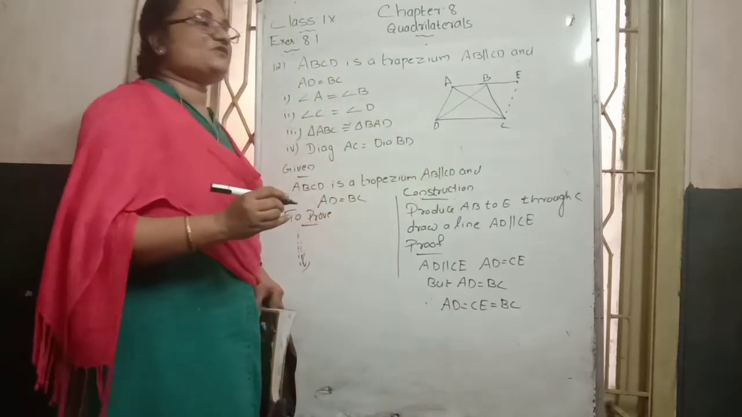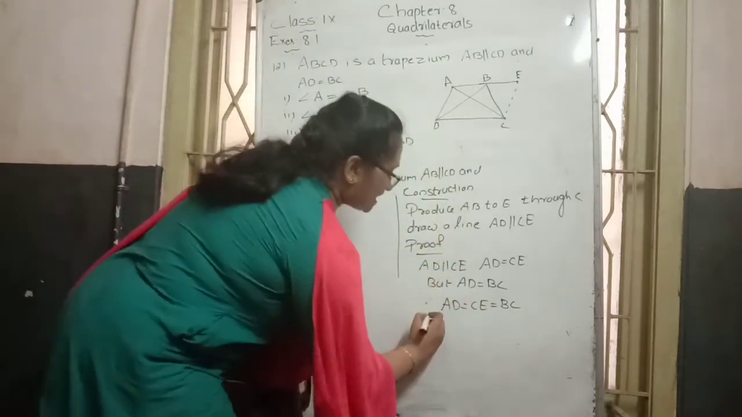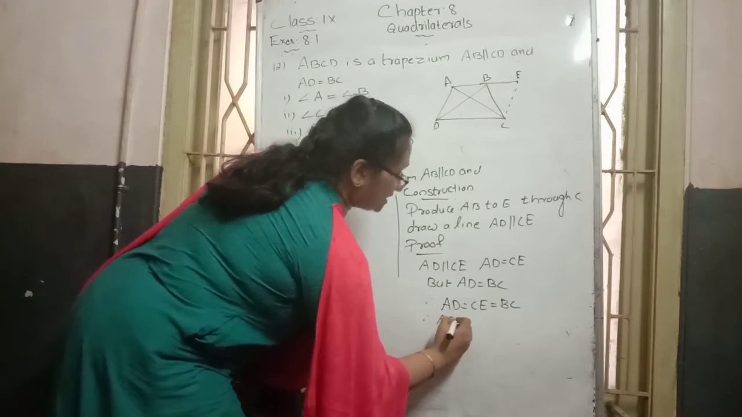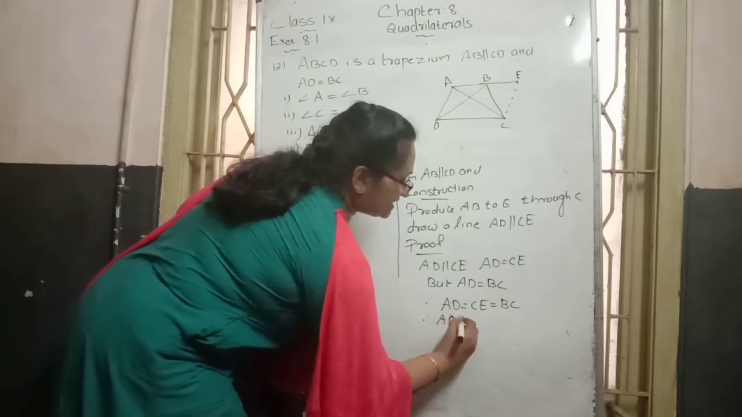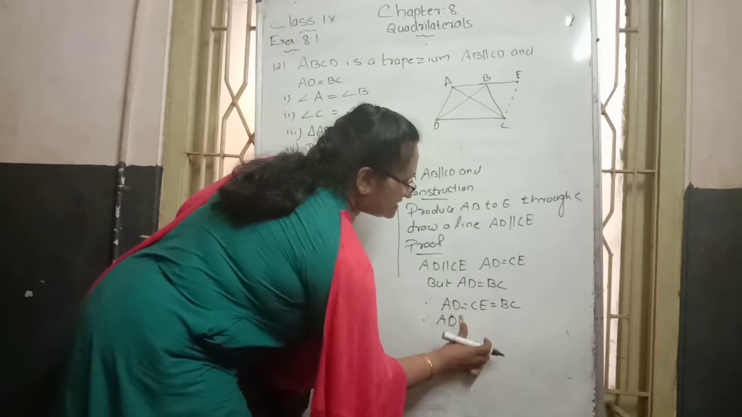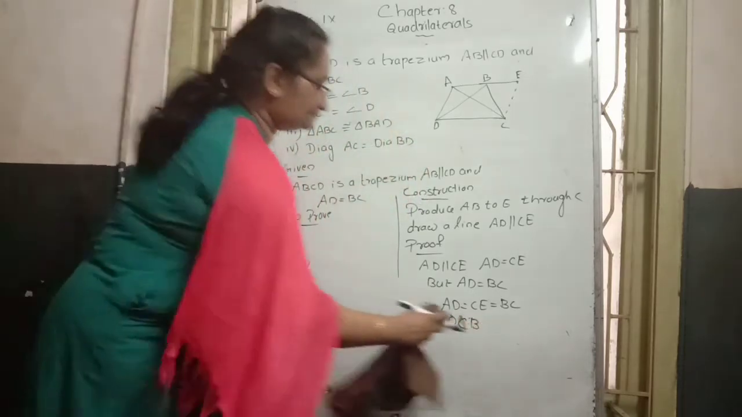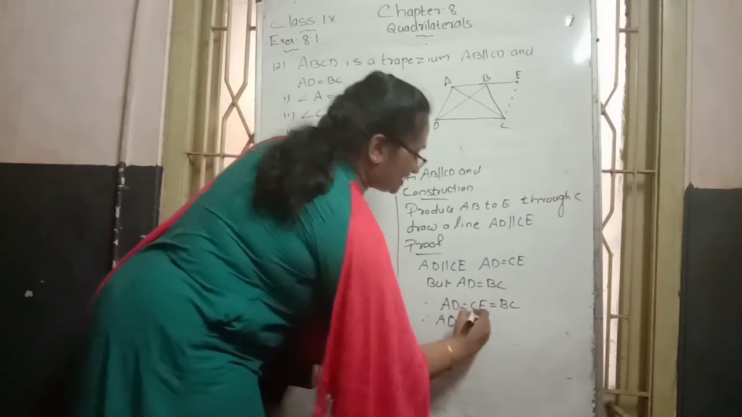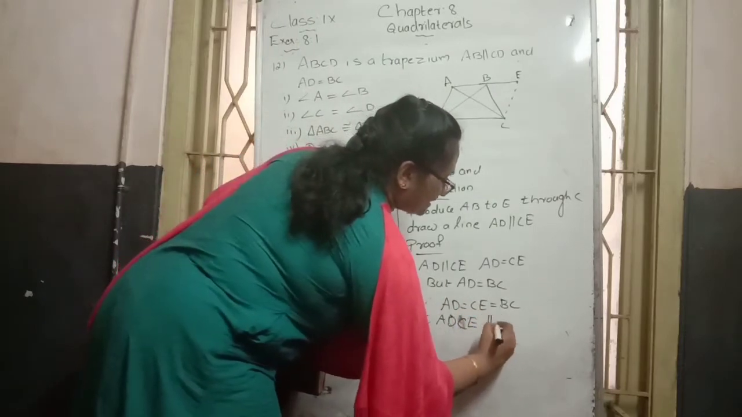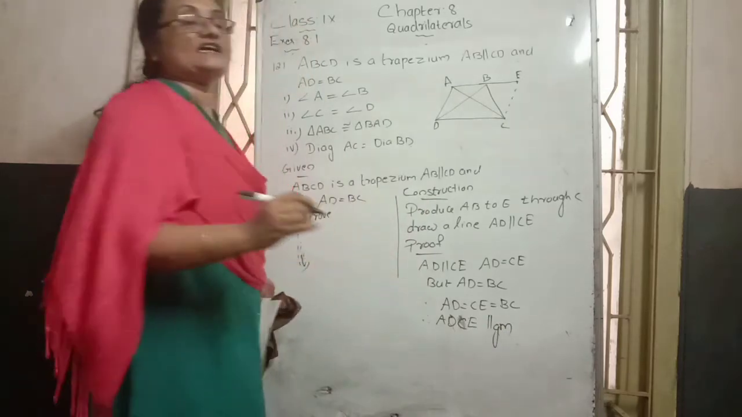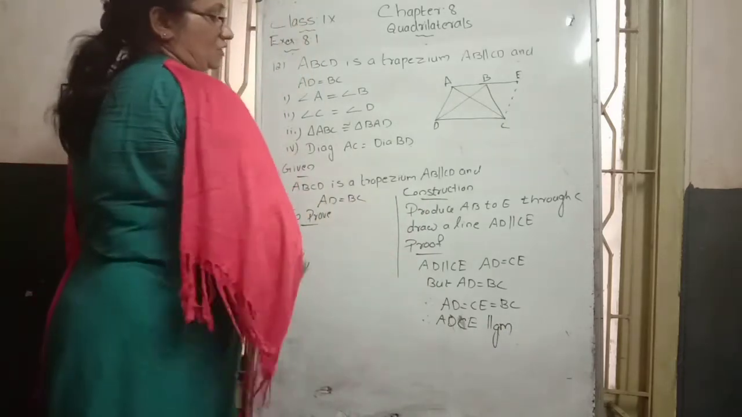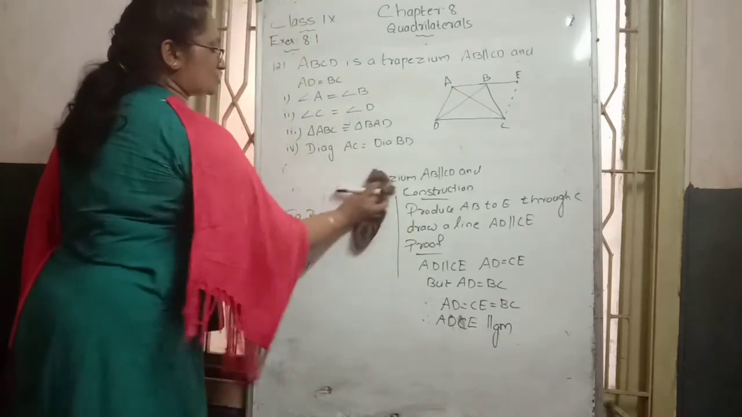So which shape do we get there? We get AD and CE, so ADCE is a parallelogram. Therefore we get a parallelogram shape. Then one by one we start to prove.